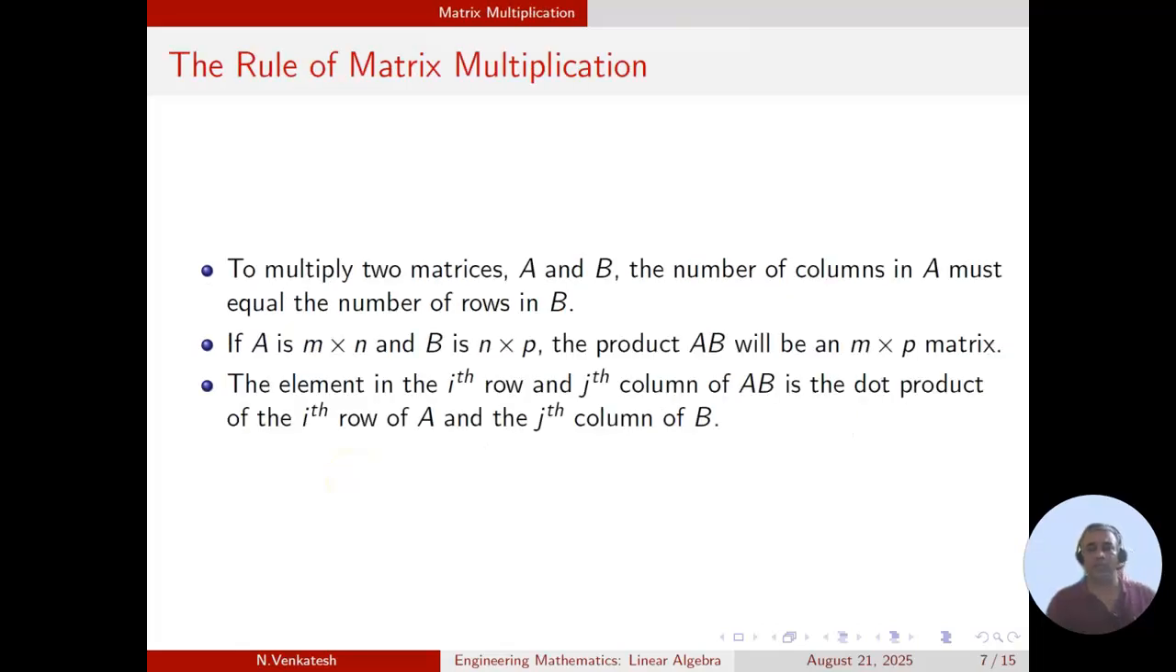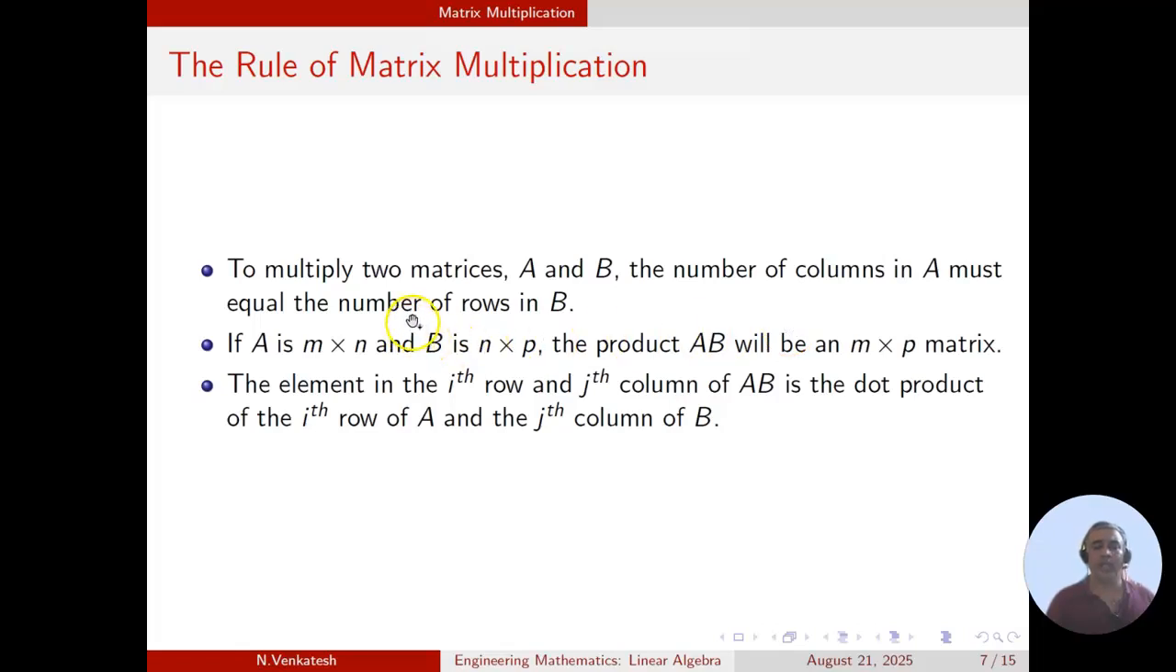And the next operation is matrix multiplication. To multiply two matrices A and B, the number of columns in A, that means the number of elements in each row of A, must be equal to the number of rows in B. That means the number of elements in every column of B must be equal. If A is of size m by n and B is of size n by p, then the resultant matrix will be of size m by p.